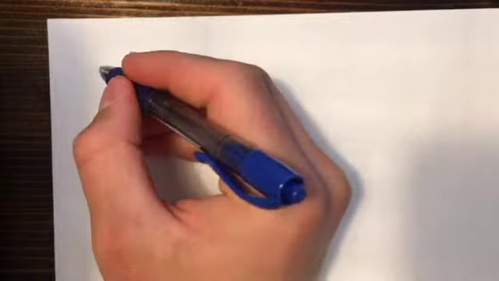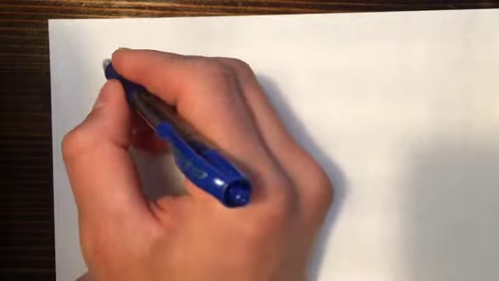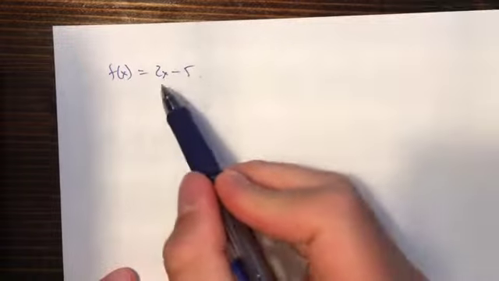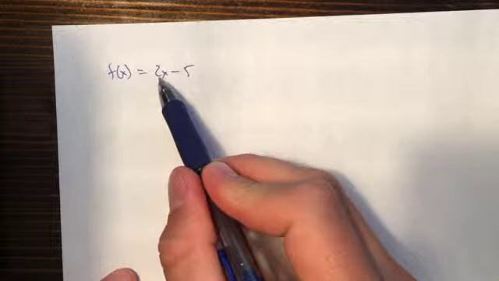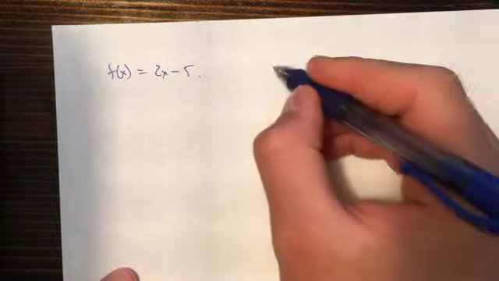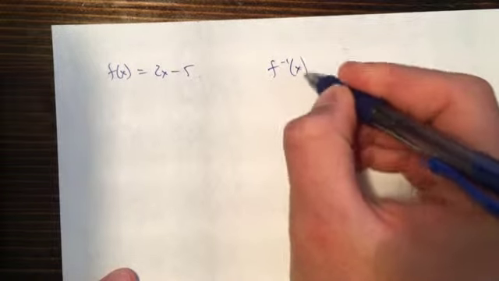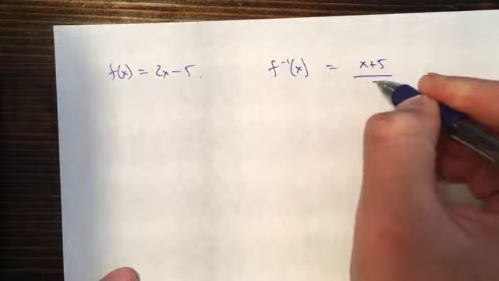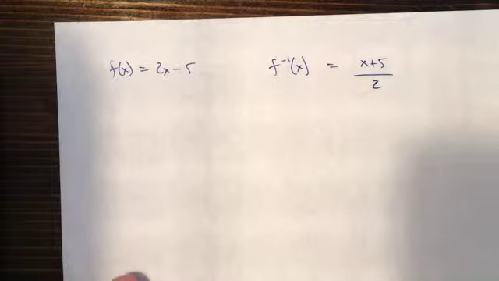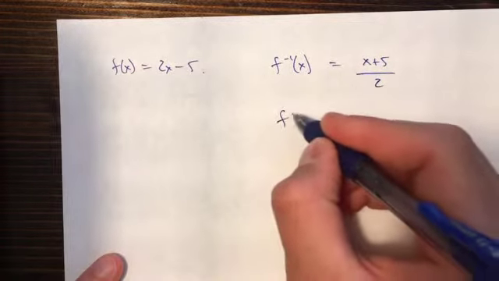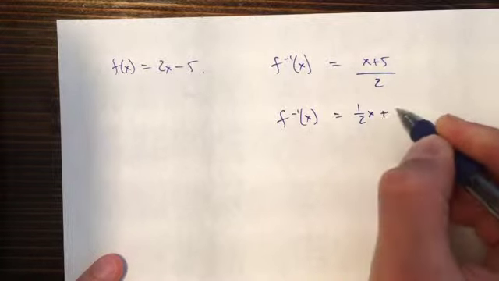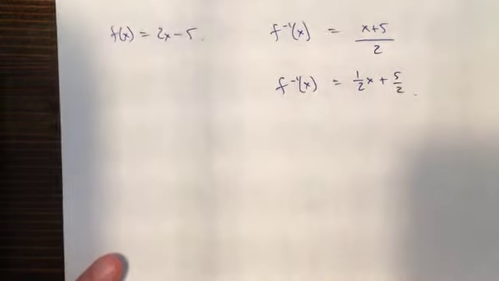Finally, inverse functions. We're asked to find the inverse function for f of x equals 2x minus 5. So I like to just think about this and say, well, what has been done to x? It was multiplied by 2, and then I subtracted 5. So to undo that, the inverse function should add 5 and then divide by 2. So x plus 5 over 2, or I could write it as 1/2 x plus 5 halves.